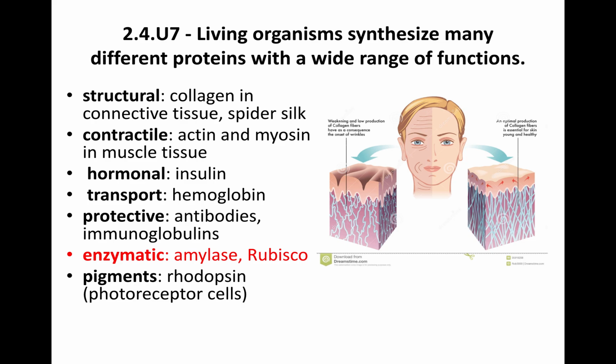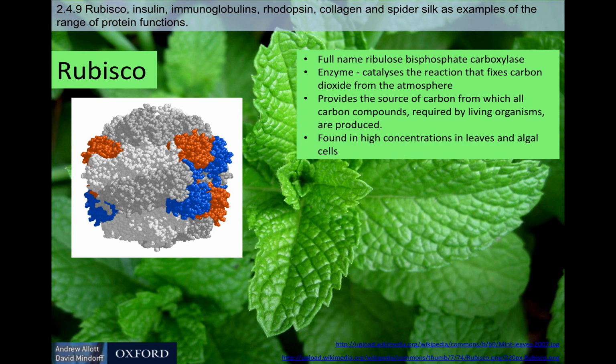Rubisco is one of the most ancient enzymes of all time. And then pigments. Rhodopsins are photoreceptor proteins in the cells of your eyes, and they help detect light. These are all different types of proteins in your body that fall into these categories. There are tons of other proteins in each of these categories. Some that IB really wants us to tell you about are on the next few slides.